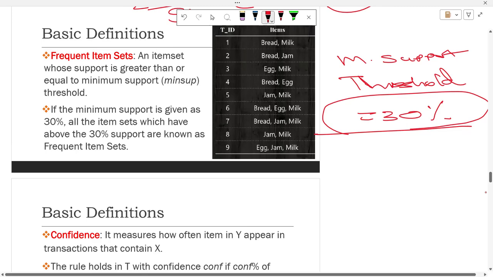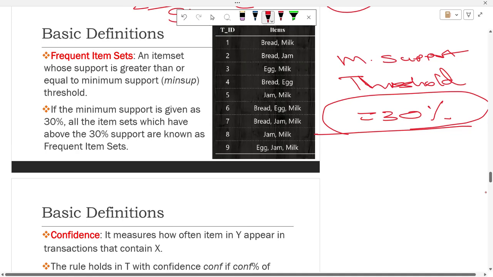That is a percentage, maybe 30 or 20%. If the item sets are greater than or equal to that minimum support threshold value, we can say that is a frequent item set, right? Now you know how to calculate the support, right? After you calculate the support, you check it against that minimum support threshold value. If the support you calculated is greater than or equal to the minimum support threshold value, we can say that is a frequent item set. Is that clear? Did you get my point?